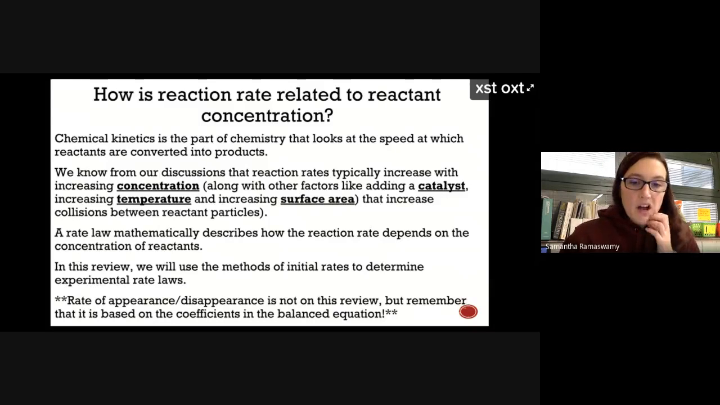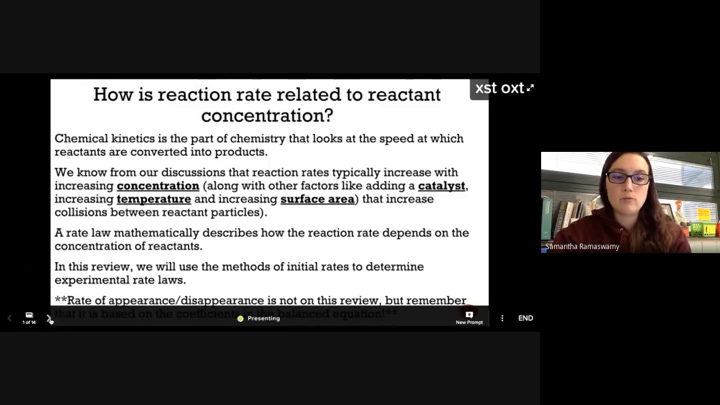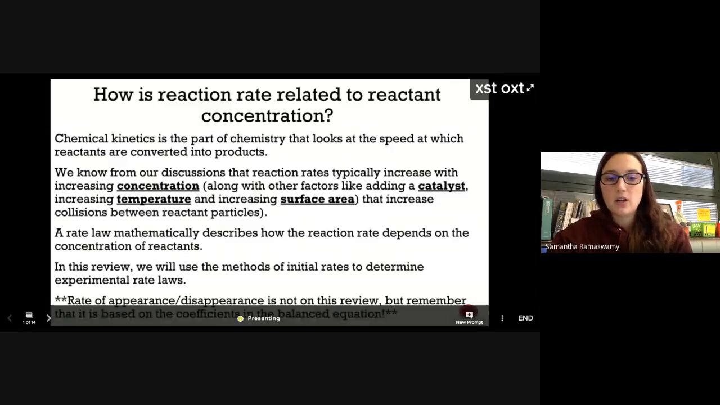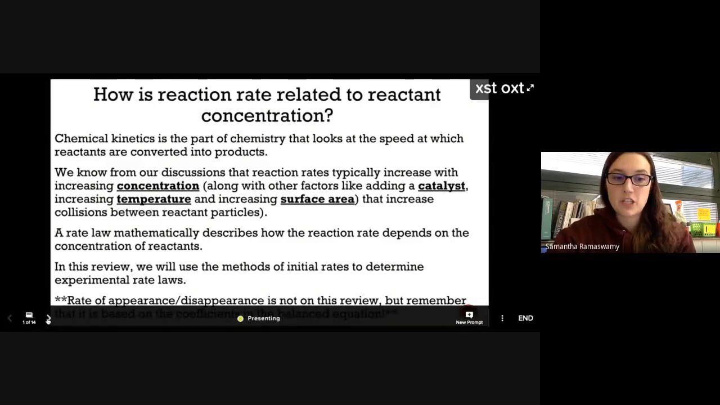Then we looked at rate laws, and we talked about how rate laws allow us to connect rate to concentration. And so that's what we're going to focus on in this review. But again, remember that rate of appearance and disappearance is not on this review, but you do need to know that.